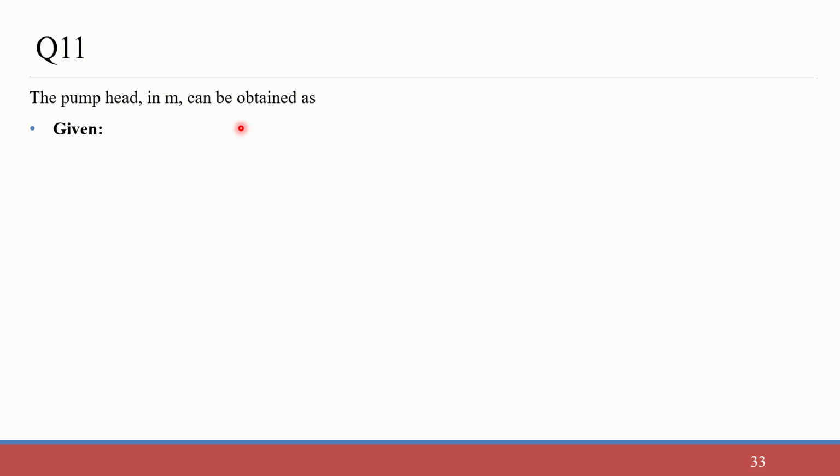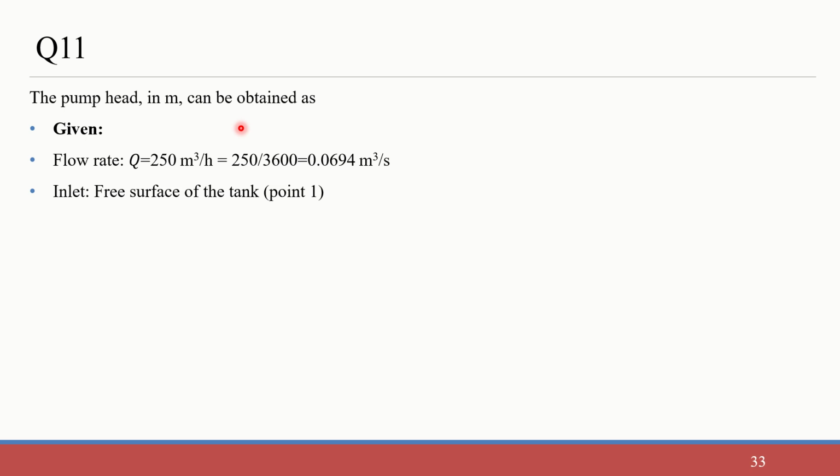So what is given in the question? It is given that the exit flow rate is 250 meter cube per hour. 250 divided by 3600 will give us 0.0694 meter cube per second. The inlet is the free surface of the tank, that is point 1, and the outlet is the nozzle exit, that is point 2. The elevation difference, Z2 minus Z1, will be 8 meters.